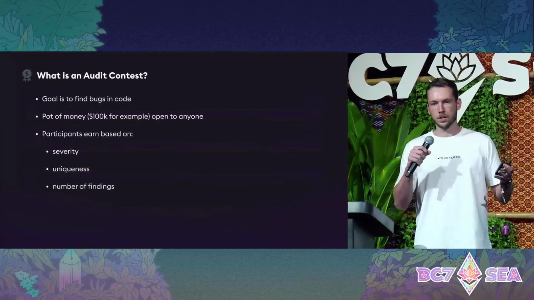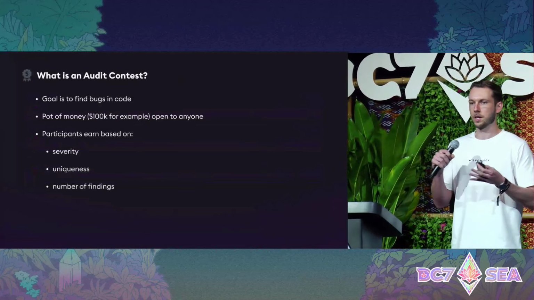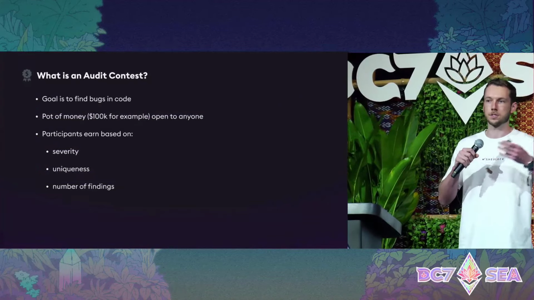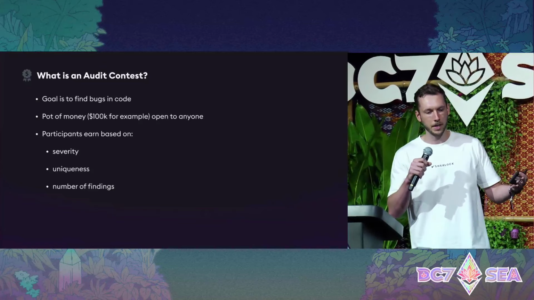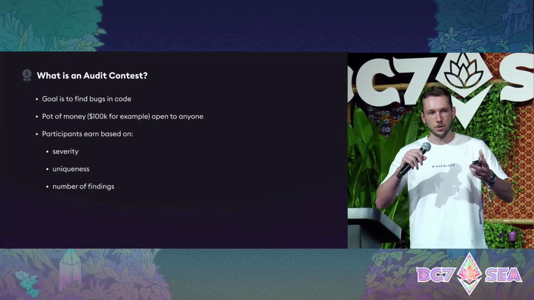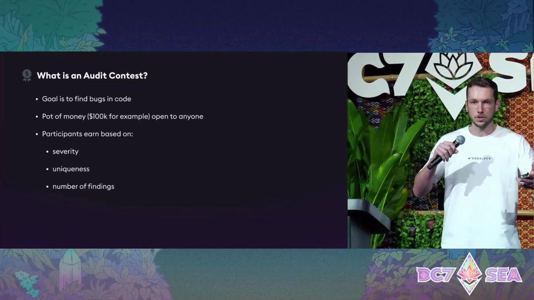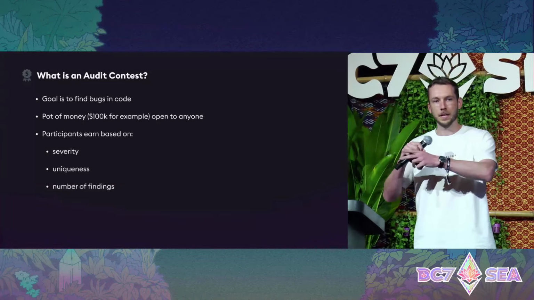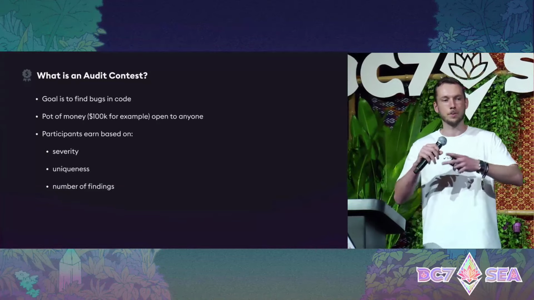So what is an audit contest? Essentially, the goal is to find bugs in code, usually critical bugs, bugs that are going to cause losses for users on mainnet. You start with a pot of money. You say, hey, here's 100K, or in some cases, here's $1 million, and we're going to pay people based on the bugs that they find, and anybody can participate.